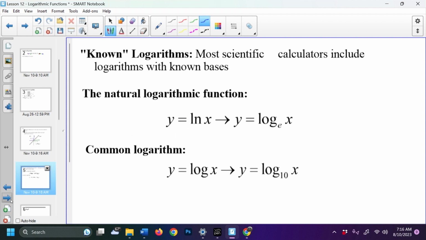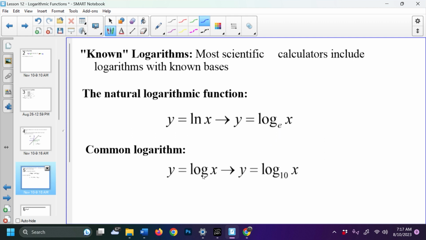Most scientific calculators include these logarithms with known bases, and Desmos is no different. You can type in ln and you can type in log, and Desmos will use those. Desmos is a little bit more powerful than most handheld calculators in the fact that it's fairly easy to put in any base that you want. That being said, the natural logarithm is going to be y equals ln x, and so whenever you see this ln x, it is a logarithm. It is specifically log base e, where e is Euler's number that we learned in the last lesson.